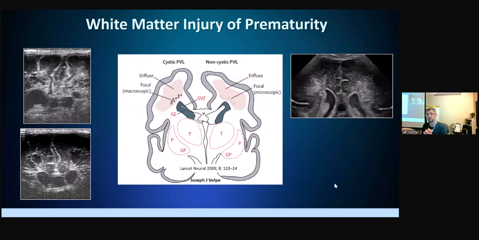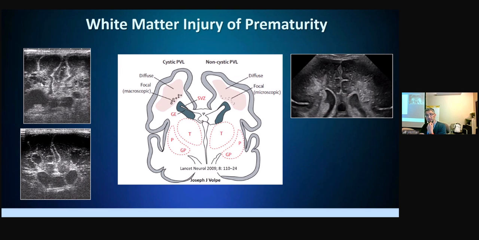When we are talking about PVL, white matter injury of prematurity, there are different terms. There is diffuse PVL, and there is focal PVL, and cystic. This focal PVL can be cystic or non-cystic. So this is the explanation of Volpe. So here, this is a cystic PVL, this is a non-cystic PVL, and diffuse involvement and focal involvement.